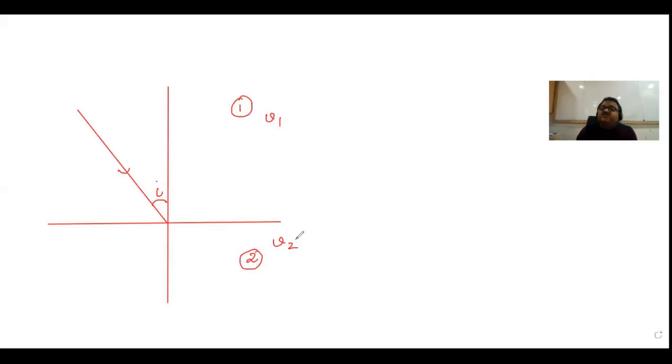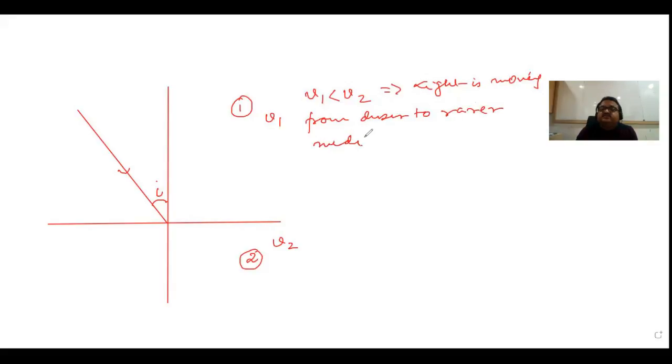Now light is moving from which medium to which medium? Now assume here V1 is lesser than V2. That means light is moving from denser to rarer medium. Okay. Now watch this carefully. What will happen? Again applying Snell's Law.